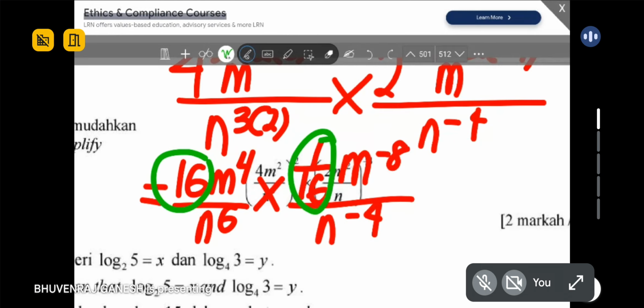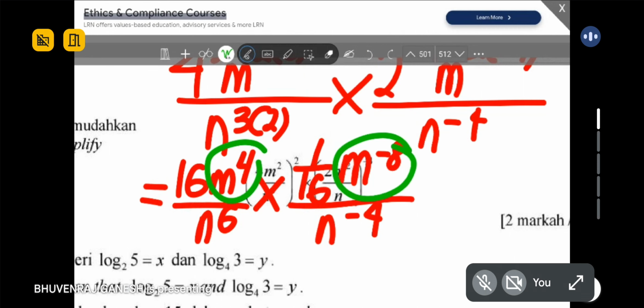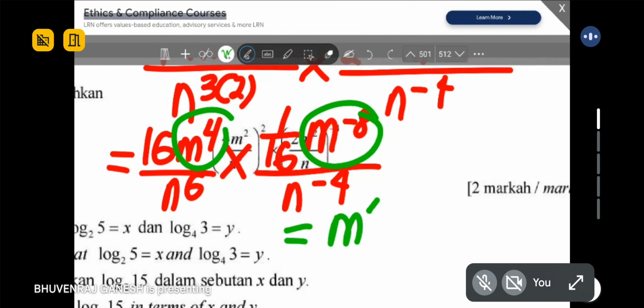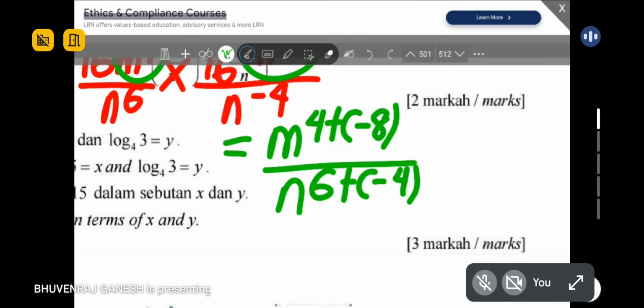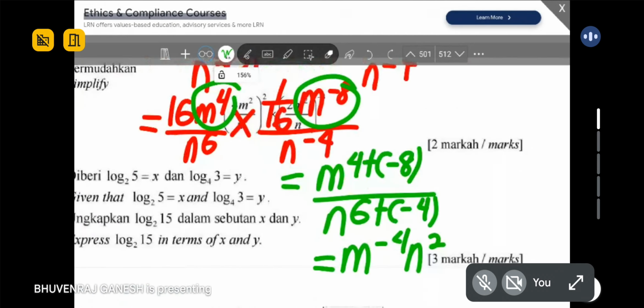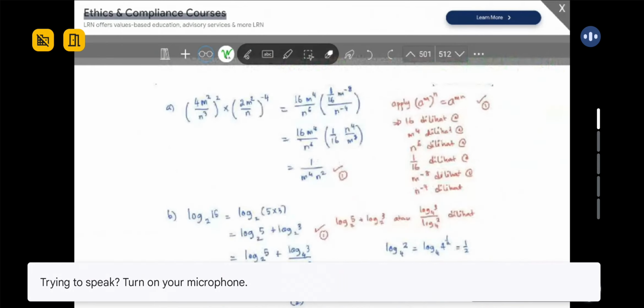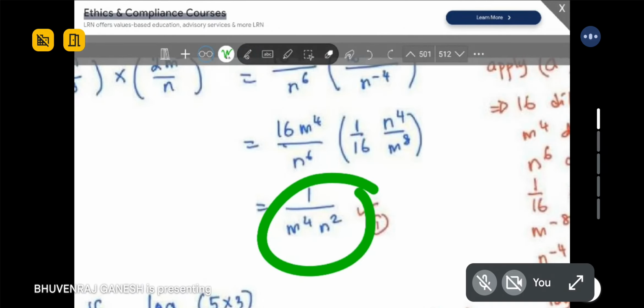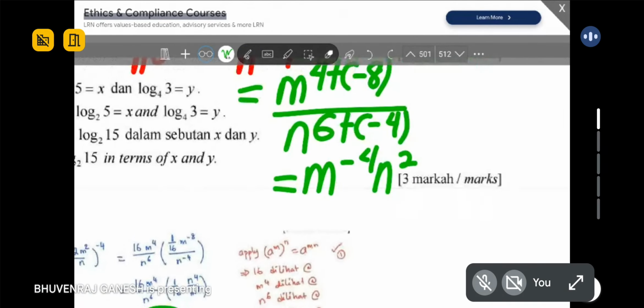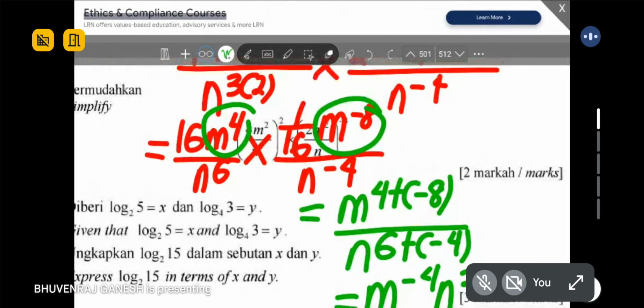So what you do now, you press the calculator. 16 times 1 over 16 is 1. So no need to write it. So m power 4 times m power -8. When multiplying, add the powers. So m power 4 plus -8, divided by n power 6 plus -4. So the final answer, you will have m power -4 n power 2. Okay, this one is your final answer. You can write your answer like this also. If you want to write like this, also no problem. Hey, wait, did I make a careless mistake?